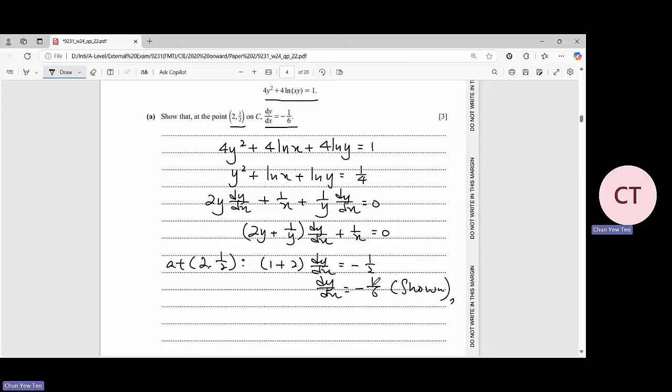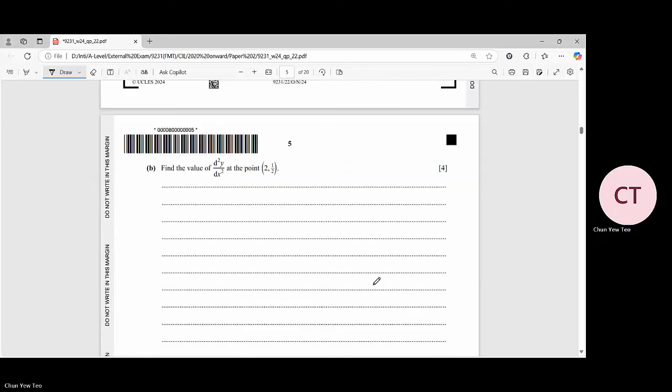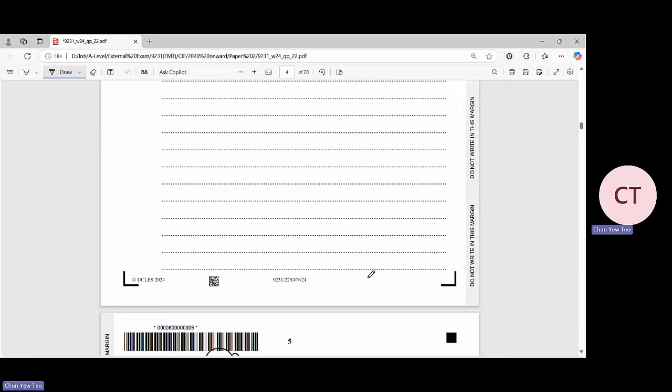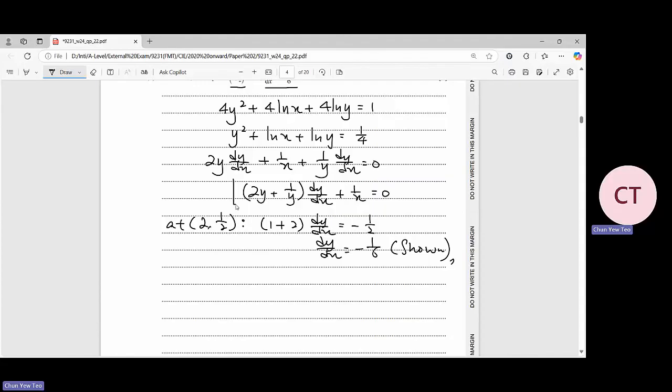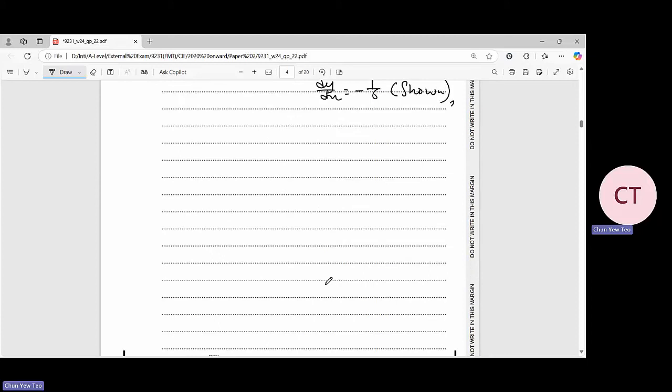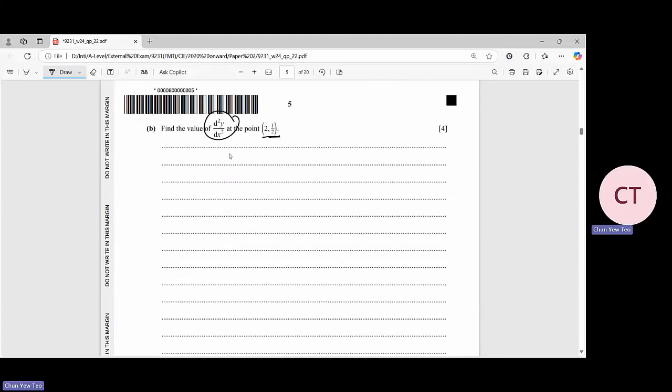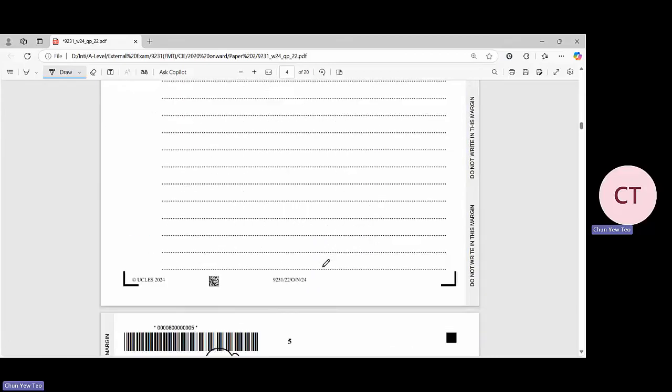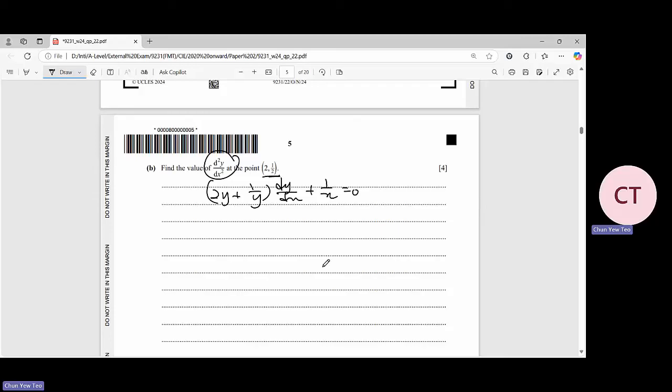Now we're moving on to question 2b. Find d squared y over dx squared at the same point as just now, but this time it is a second derivative. So for the second derivative, we copy this result to part b: 2y plus 1 over y, dy/dx, plus 1 over x equals 0. We double confirm, yes, it's correct. Now we differentiate from here in order to get the second derivative. Keep the left, differentiate the right.